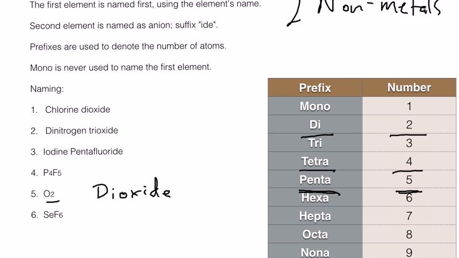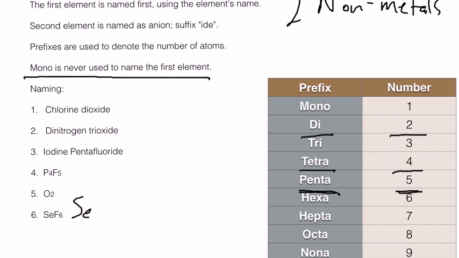Then, in our last question, we have SeF6. Selenium here is a single atom, and so selenium is not going to start with the prefix mono. Since it is never used to name the first element, we're just going to write the element's whole name, selenium, and then we need to know how many atoms of fluorine we have, which is 6. We're going to go to our table. We have 6 atoms, so we're going to use the prefix hexa, and we're going to replace the suffix of fluorine with IDE again. So it would be hexafluoride.